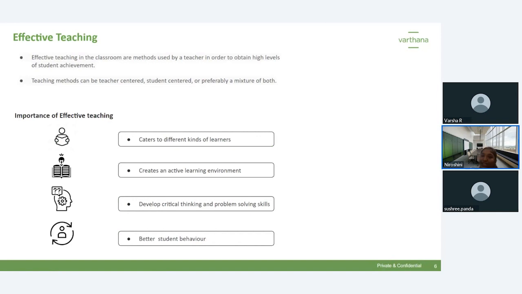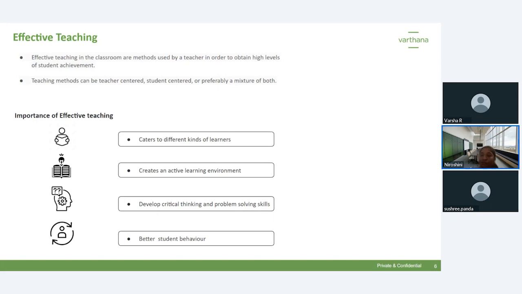First, it caters to different kinds of learners. If you see, our classrooms have a lot of learners. It can be kinesthetic, it can be audiovisual. So there are different types of learners inside our classroom, and an effective teaching method caters to all of these learners.